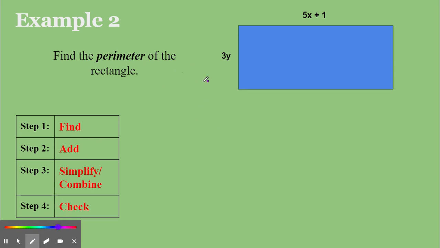Okay, so now we want to find the perimeter of this rectangle. Again, we need to locate the side lengths, and in a rectangle, opposite sides are congruent. And for perimeter, we add up all the sides. So we have 3y plus 5x plus 1. That should just be a 1. Since I'm substituting, I really should put each term in parentheses.